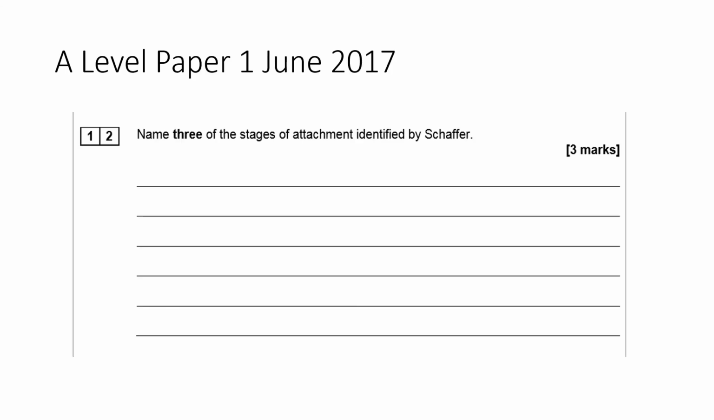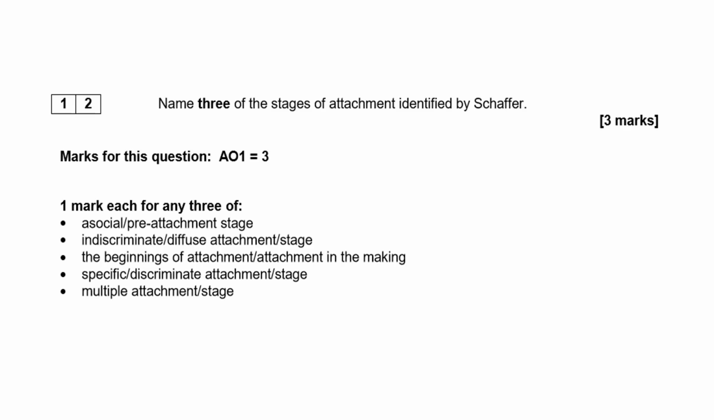I've also found this question from an A-Level paper 1 from June 2017. It says name 3 of the stages of attachment identified by Schaffer. Very similar to the question we just looked at, 3 marks. So here is your mark scheme. You can see it's all AO1 marks. It says name at the start, so it just wants you to literally write 3 things, as I was saying. 1 mark for each of any of those 3.